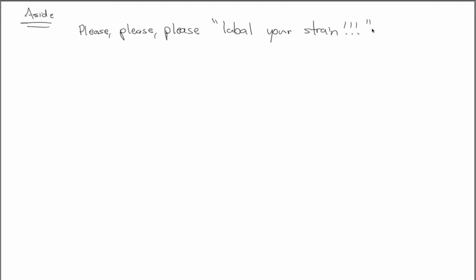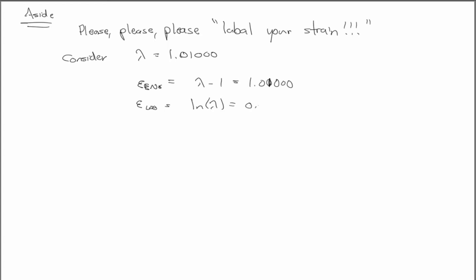Right? And the reason is, say you're an experimentalist and you measure a stretch ratio of 1.01000. So you measure the stretch ratio to 6 significant digits. Okay? If you compute those strains, what you'll see is that the engineering strain, you know, that's lambda minus 1, is equal to 0.0100. And the logarithmic strain is equal to the natural log of lambda, which is equal to 0.00990. Turns out if you compute the difference, it can be as much as like 1.5%.